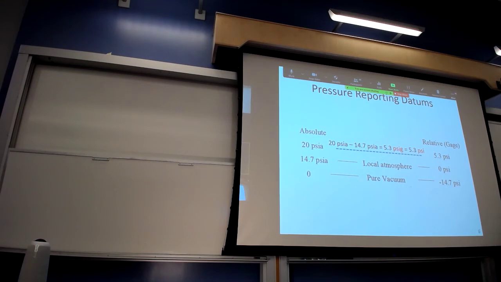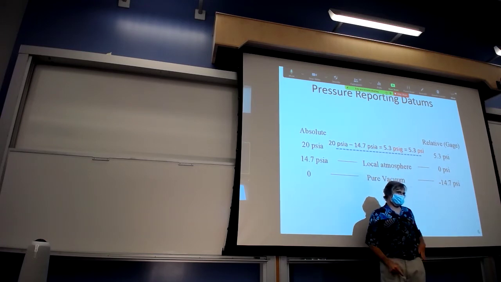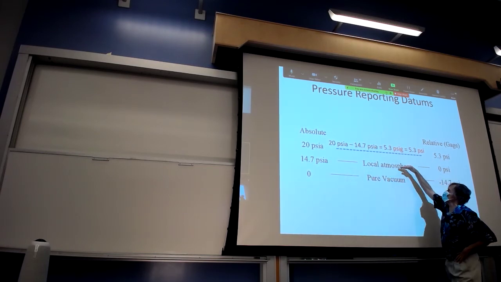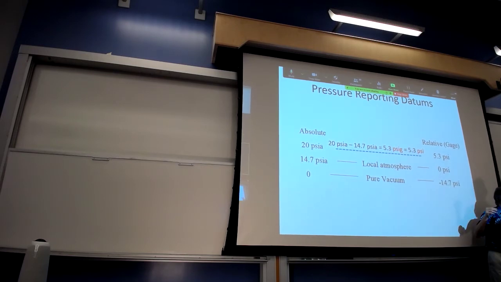So you can see that in the absolute pressure measurement datum, there are no negative pressures. At least we haven't invented that yet, because you're working off of an absolute vacuum. Whereas if you zero your instruments and use a gauge pressure datum, if you zero your instruments to local atmospheric pressure, you can have negative pressures.